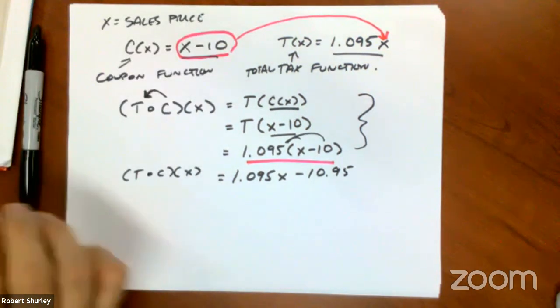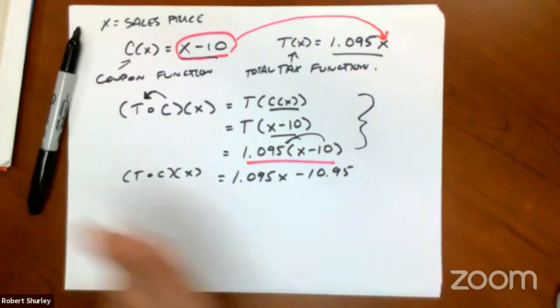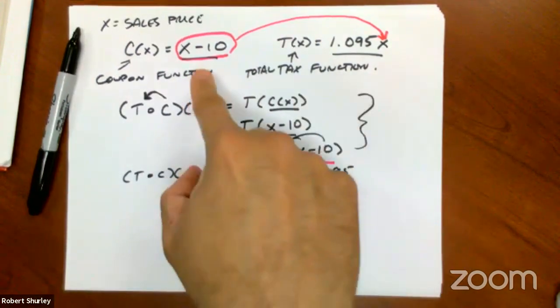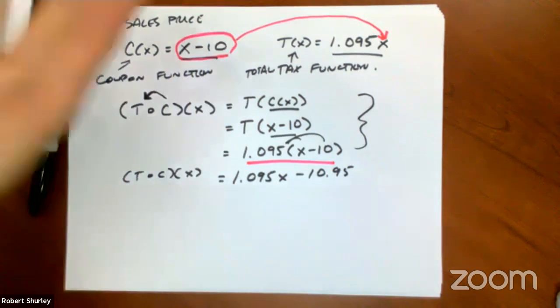That's it. Now, what's nice though is we have an equation now. If we know the total price, we just pop it into here. And in Mountain Home, if you got a $10 off coupon, you can get the price you're going to pay.